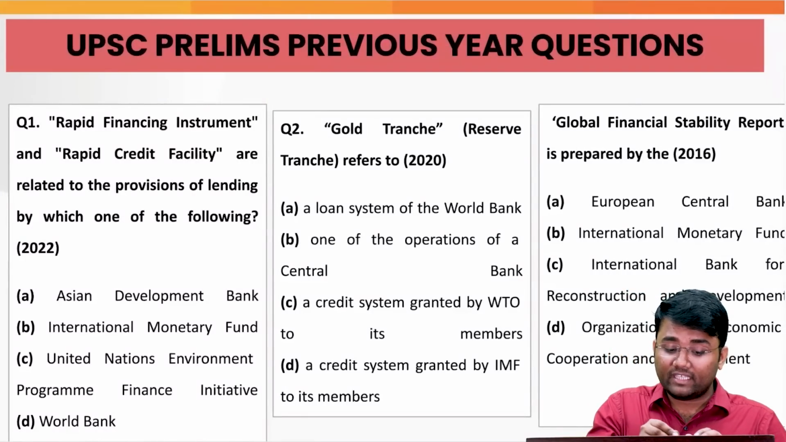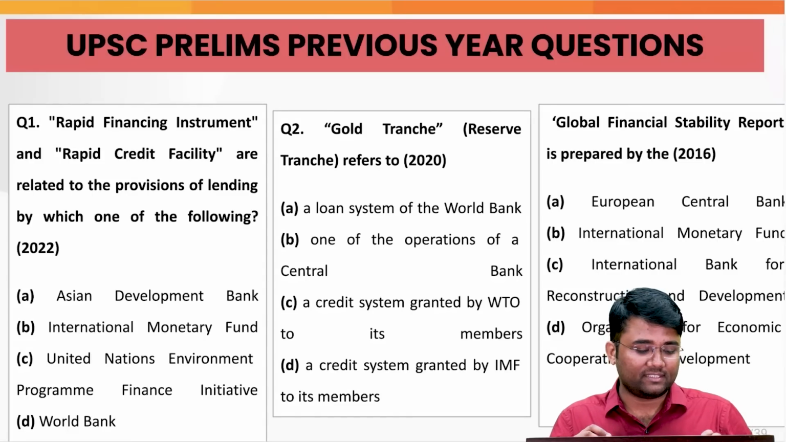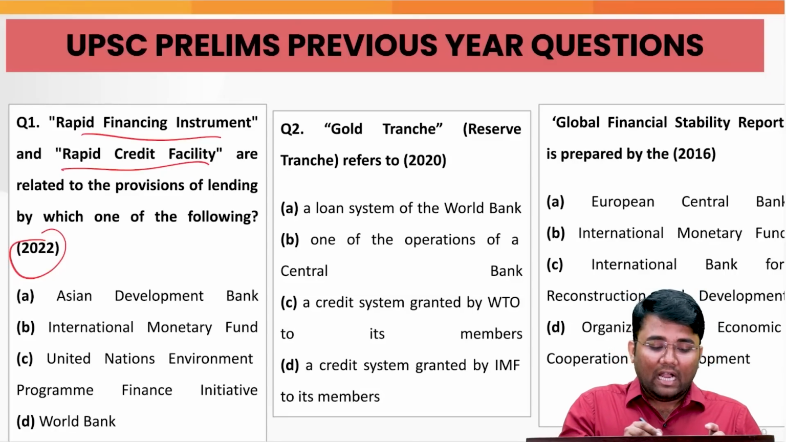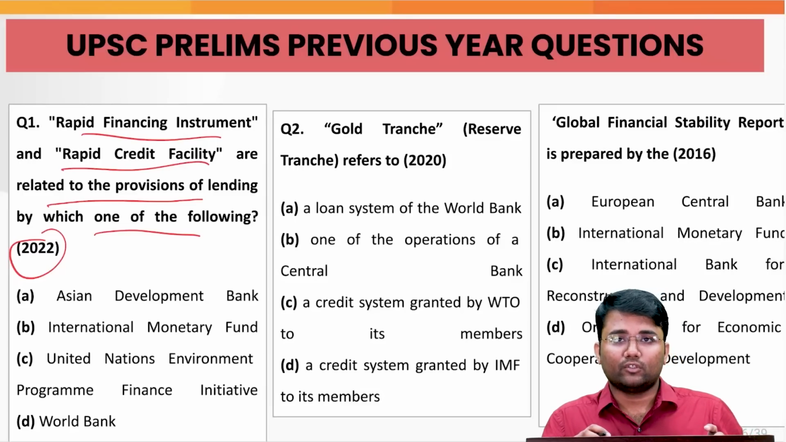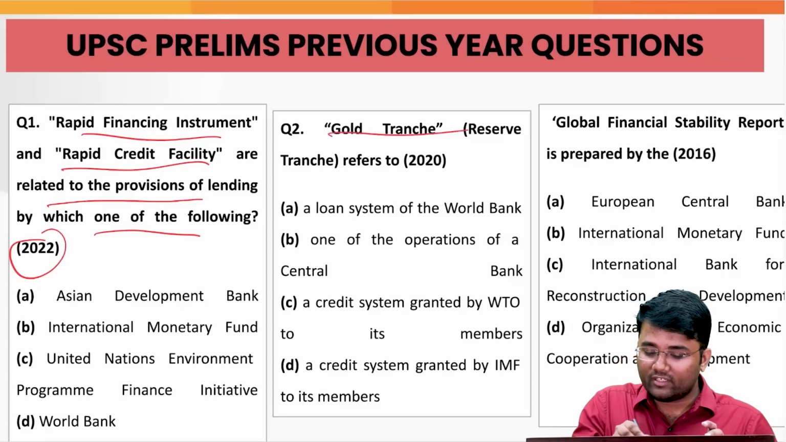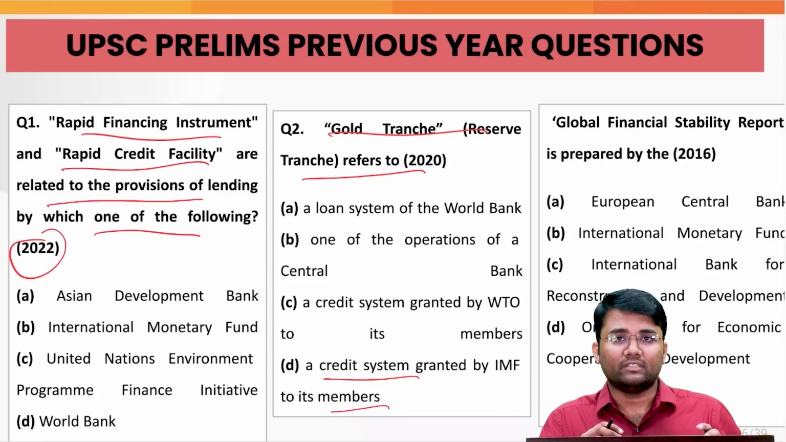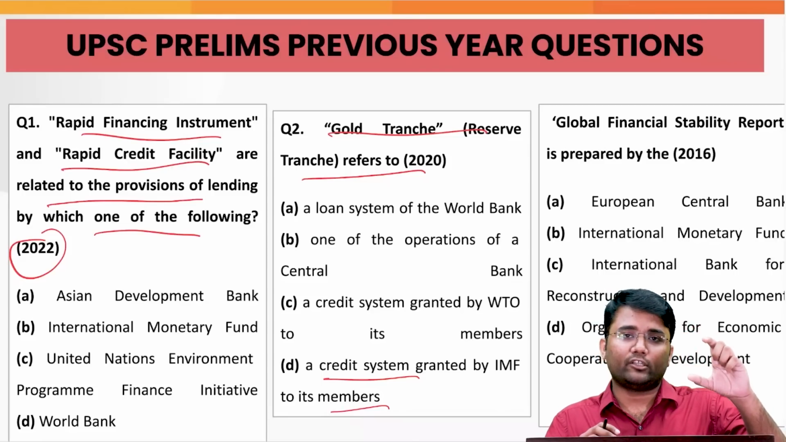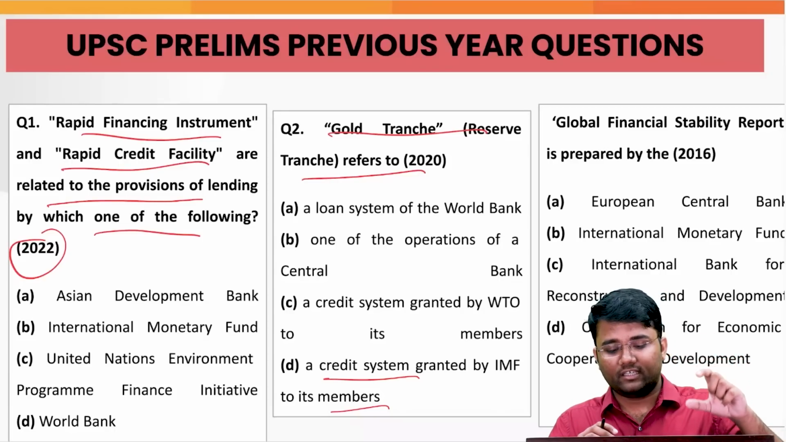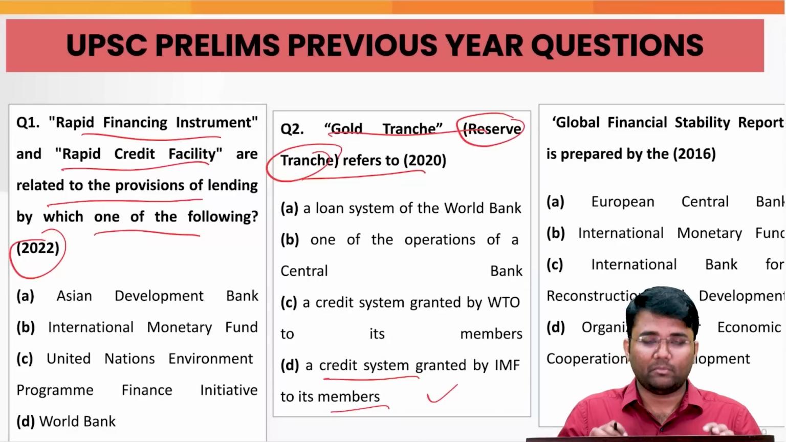Now you see, various questions have been asked from this topic of IMF, and it is one of the favorite topics of the UPSC. For example, in 2022: rapid financing instrument and rapid credit facilities are related to provisions of lending of which one of the following? You can tell the answer in the comment box. Then, gold tranche or reserve tranche refers to a credit system granted by the IMF to its members. Based on the position of a particular country in the global economy, a quota is given to that country, which is also known as the reserve tranche or gold tranche.